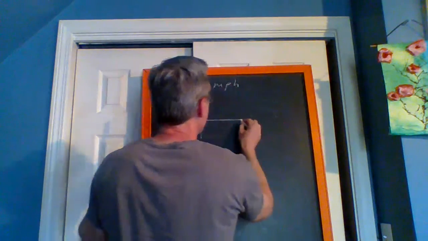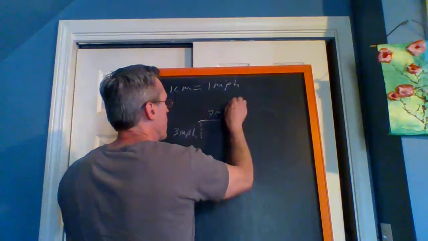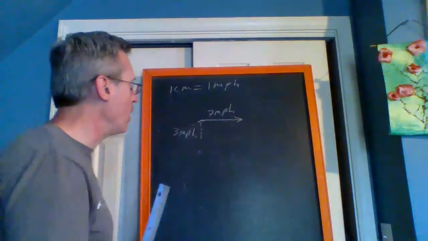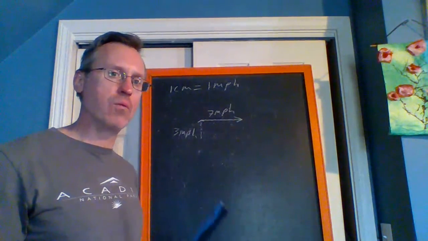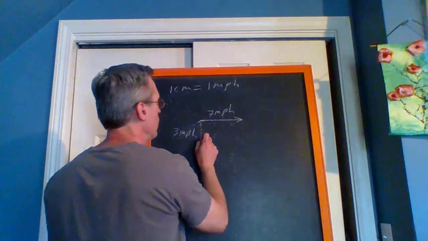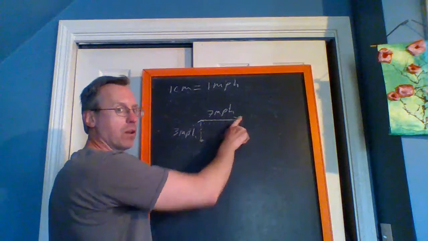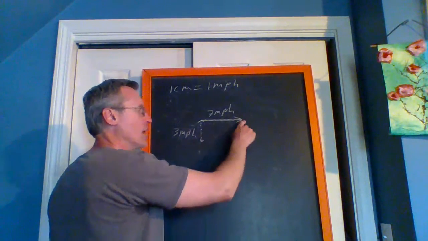All right, and that's pretty accurate. And there's my 7 miles per hour. Okay, so what's my resultant? Remember, that's the answer that you get when you add two vectors. It's called the resultant. My resultant always goes from where you start to where you end up, like displacement. Start, end, start, end.